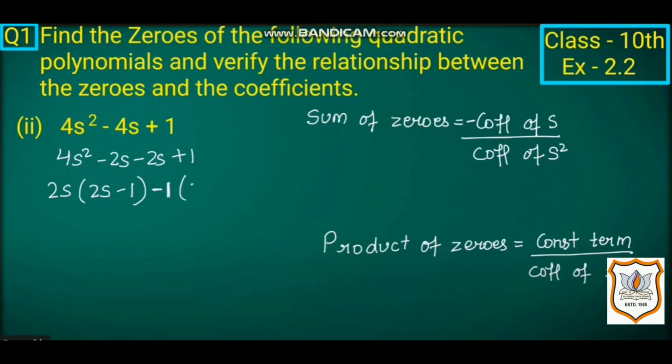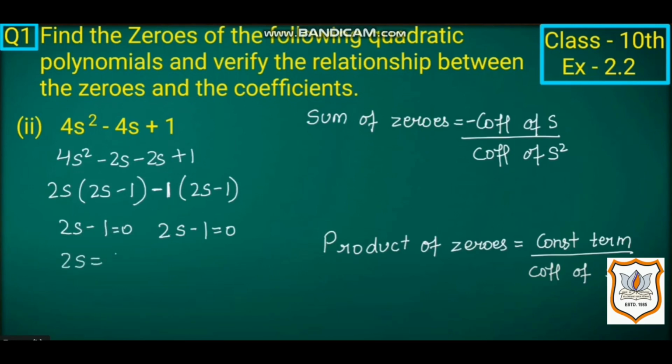In the bracket we remain with 2s minus 1. In both the terms we have 2s minus 1 common. So 2s minus 1 and another term also 2s minus 1. Then we have to make both the terms equal to 0. Therefore 2s minus 1 equals 0 and 2s minus 1 equals 0.